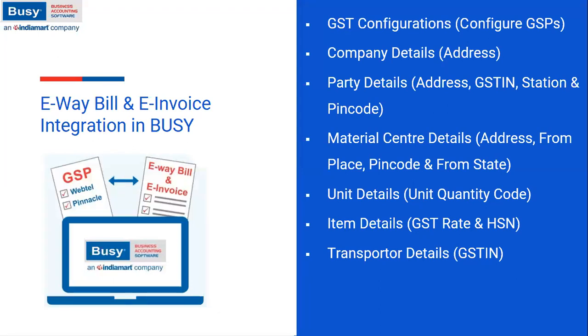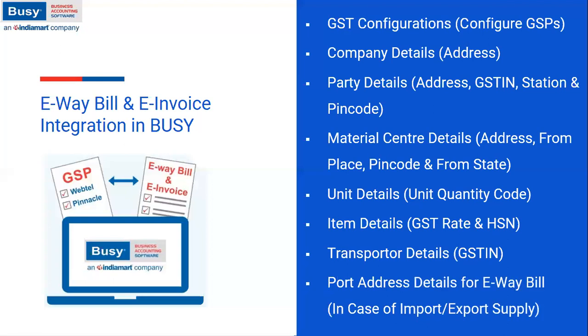Transporter detail, so the transporter GST number you have to specify. And the last is port address detail for e-way bill. So in case of export import supply, you have to specify port, correct address and port code. So these details you have to specify properly one time. And after the configuration, after specifying all the details, you can generate e-way bill and invoice.